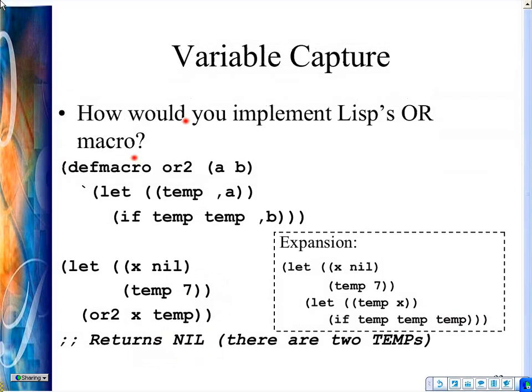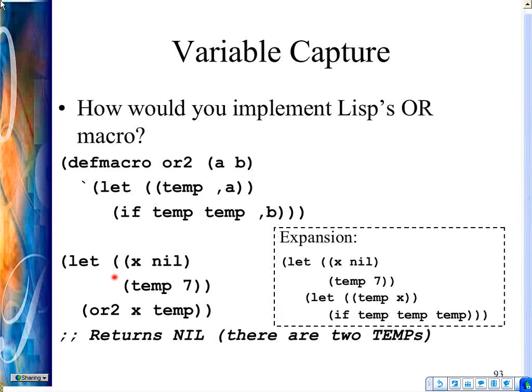But, so here's the variable capture problem. So here's OR2, and we do all this temp stuff. Now, here we have a let x be nil, and let the local variable temp be 7. And then we do OR2 x temp. Now, x is nil and temp is 7, so this should return 7. But it doesn't. Why not?